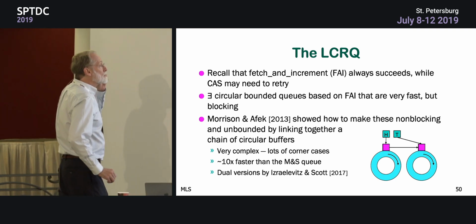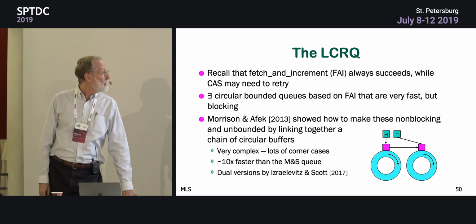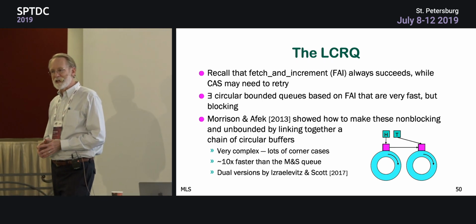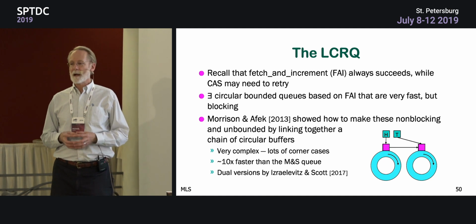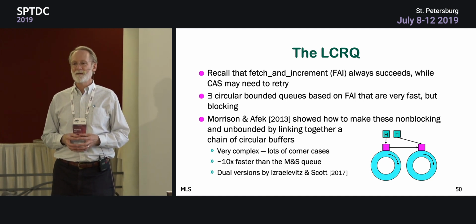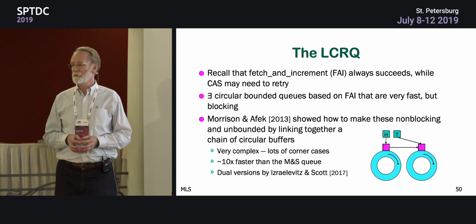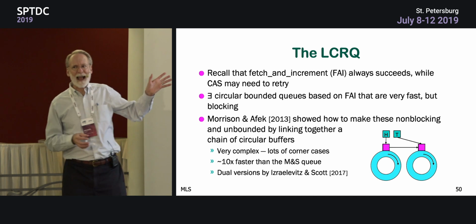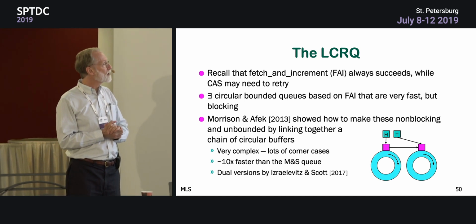In 2013 at PPoPP, Alec Morrison and Yehuda Afek introduced the linked concurrent ring queue, which is, to the best of my knowledge, the fastest concurrent queue on the planet. It is about an order of magnitude faster than the M&S queue that I described before the break. An order of magnitude, 10 times as fast. It's really a remarkable algorithm.